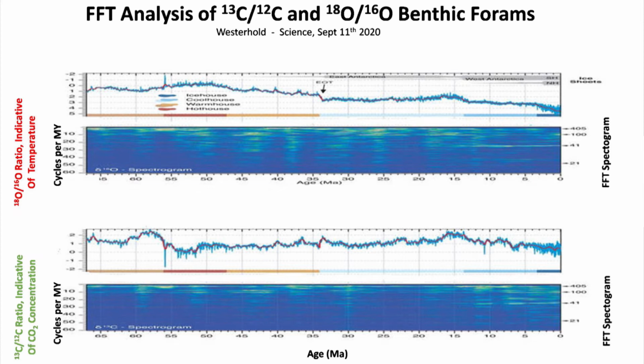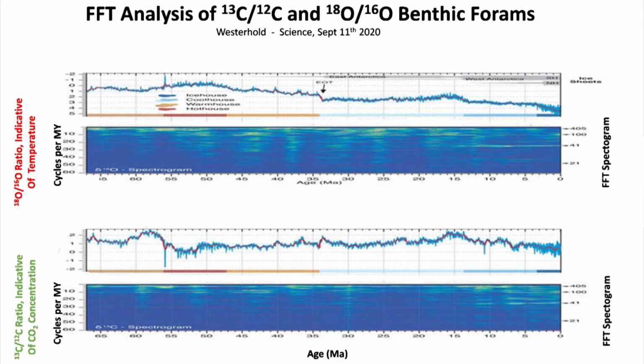Their FFT analysis of the fossil isotopic ratio data yielded a spectrogram of repeated cycles buried in that data. Their frequency analysis independently produced the Milankovitch cycles of the Earth-Sun system. They found 405 and 100,000 year frequency cycles. They also found 41,000 and 24,000 year cycles.